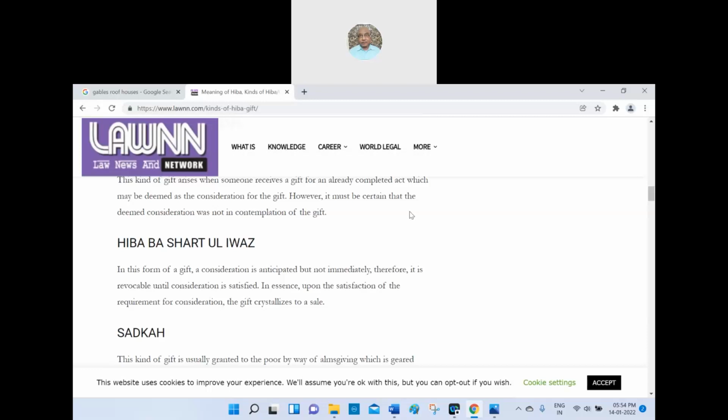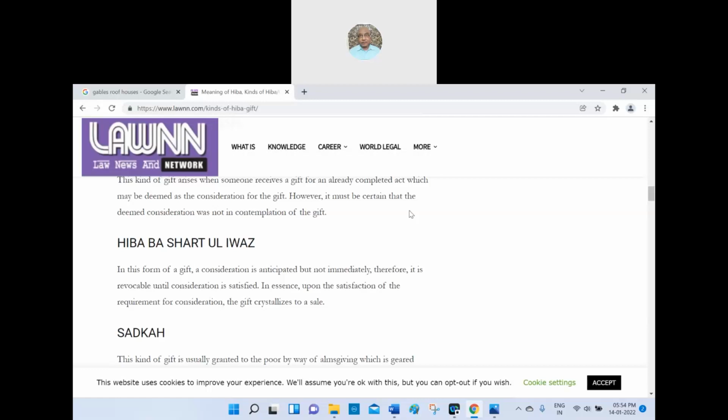Sir, I will give the land to you. Okay, but you have to give me the house. If you don't give me the land, I don't give you the house. So, Hibah-bi-shartil-Iwaz means it is in the form of a gift. Consideration is anticipated, yes, going to get it, but not immediately. Therefore, it is revocable until consideration is satisfied. Unless you give the land, I don't give the house.